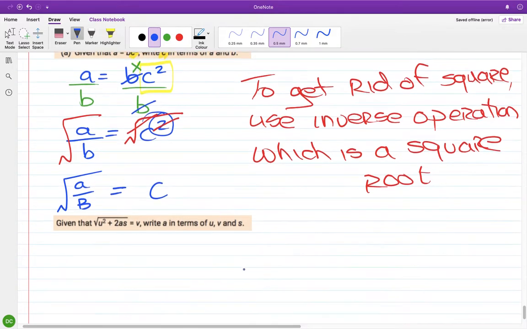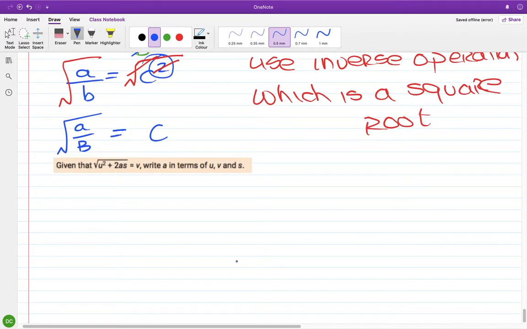Okay, and then the last one, we're trying to get a as the subject in terms of the rest. So write a, so a is in here. Okay, so this is the opposite of what we just did in here. You can't really, anything under a square root is trapped. Can't do anything. So if you see one of these with a square root, you need to get rid of the square root.